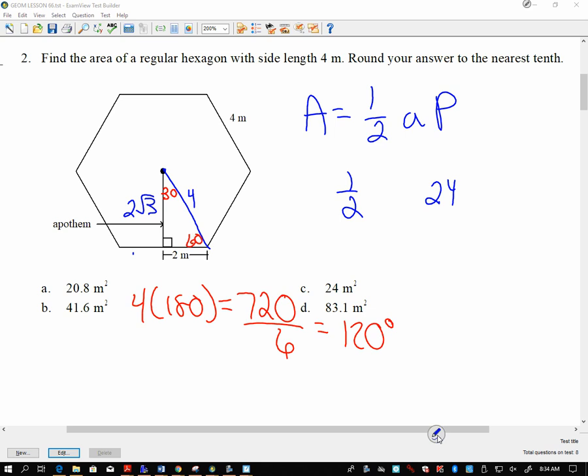So we now know that our apothem is 2 radical 3. So we can plug this in here: 2 radical 3 times 24 divided by 2. Well, what's 2 radical 3 times 24? Good, 48 radical 3. And multiplying something by 1/2 is the same as doing what? Dividing by 2, good. So what's 48 radical 3 divided by 2? 24 radical 3. So now all we really need to do is find out in our calculators what 24 radical 3 is.